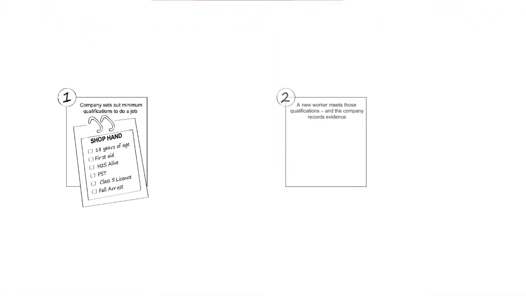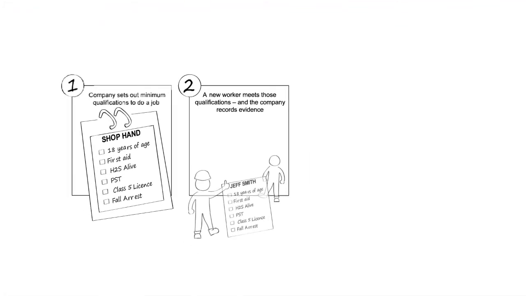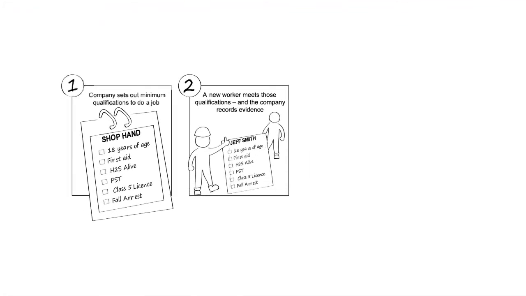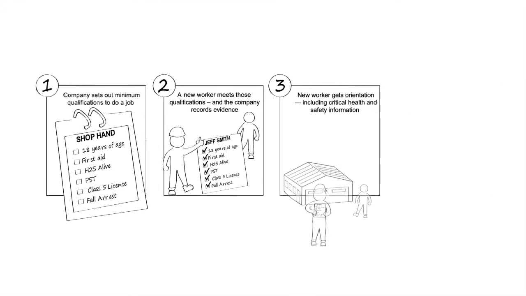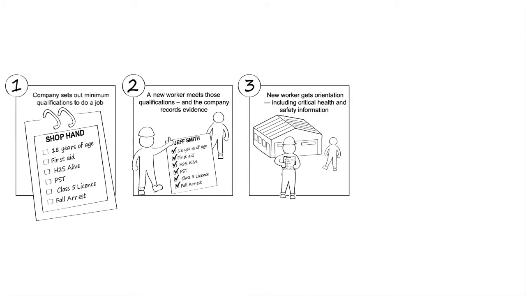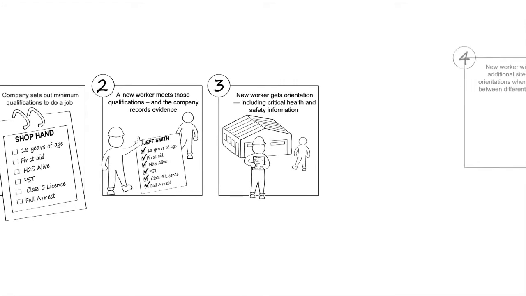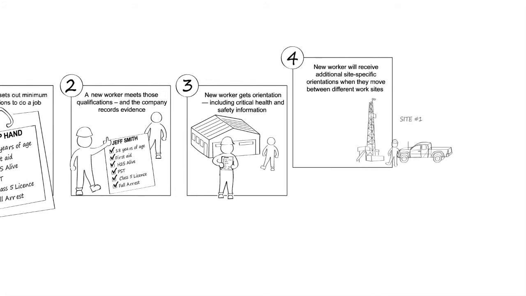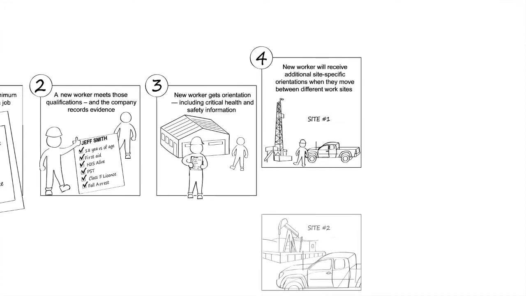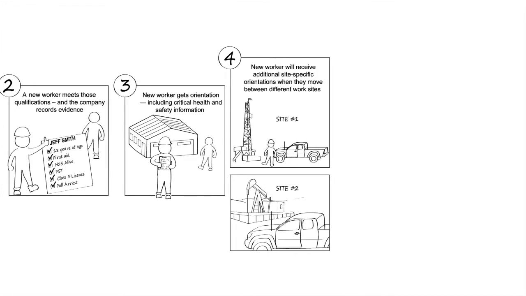In its most simplistic form, the pathway for a new worker looks like this. First, the company sets out minimum qualifications to do a job. Second, a new worker meets those qualifications, and the company records evidence that they made sure of that. Third, the new worker gets orientation that includes critical health and safety information. Fourth, the new worker will receive additional site-specific orientations when they move between different work sites.